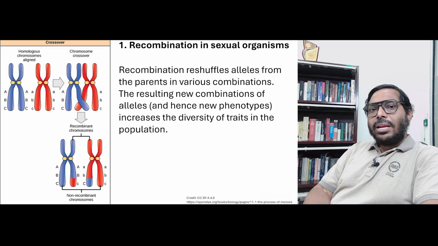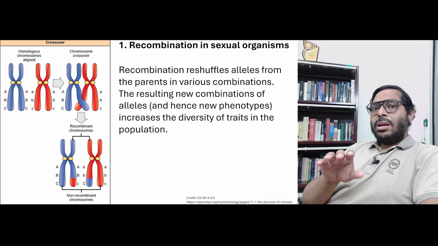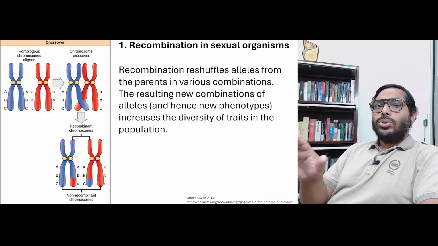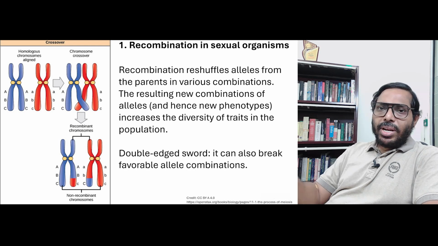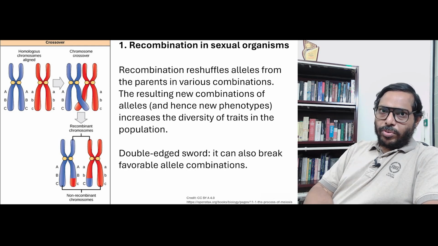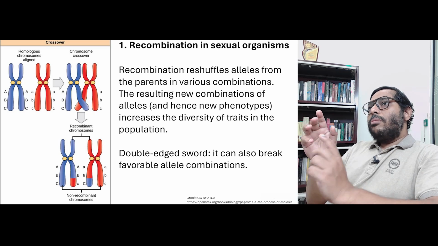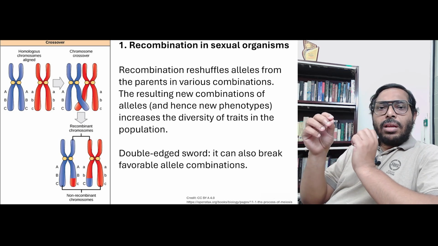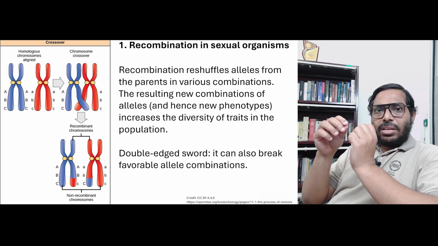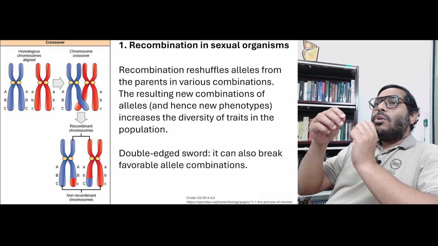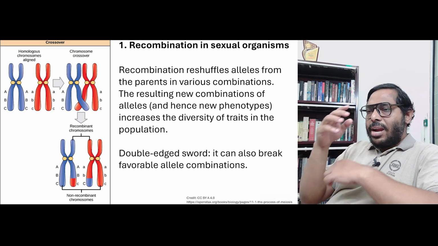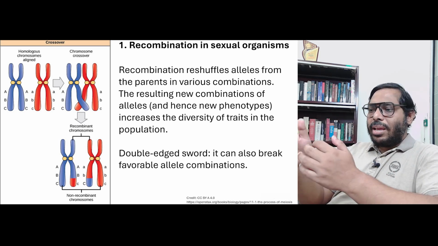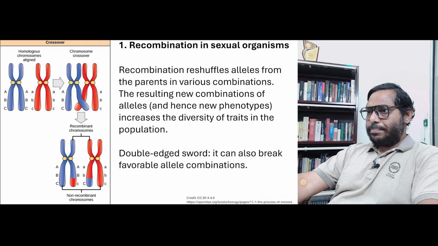It is estimated that in any sexually reproducing organism, the variation arising due to recombination is a huge portion of the total variation available. One thing one has to keep in mind is that recombination is actually a double-edged sword. What do I mean by that? Remember, recombination can bring alleles in combination with each other, but at the same time it can also take away or break favorable combinations. So, in that sense it is a double-edged sword. It is continuously creating and breaking these favorable allele combinations.